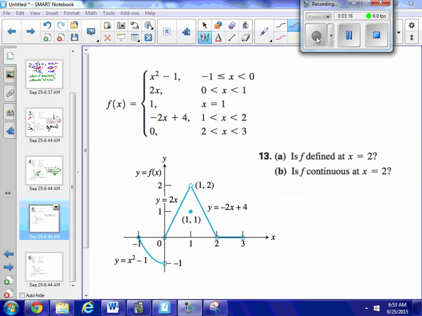Another question, is my function defined at x equals 2? Well, I don't think so. That's an open circle there. So it is not defined at x equals 2. So, is it continuous at x equals 2?